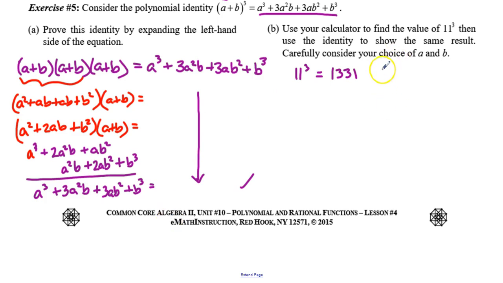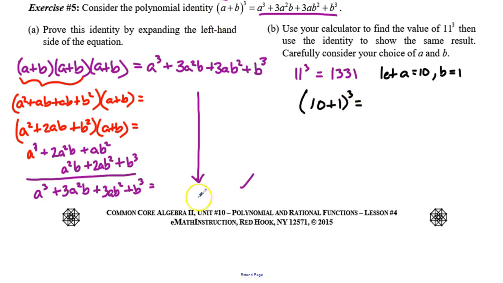Okay, so hopefully you thought about that a little bit. I'm going to let a equal 10 and b equal 1, because I can split up 11 into two numbers that are easy for me to cube and multiply by 3, etc. I could have split it up any way. I could do 5 and 6, but I don't know 5 cubed and 6 cubed, and I don't want to work with those numbers as much as I like 10 and 1. So, all right, that's the left side.